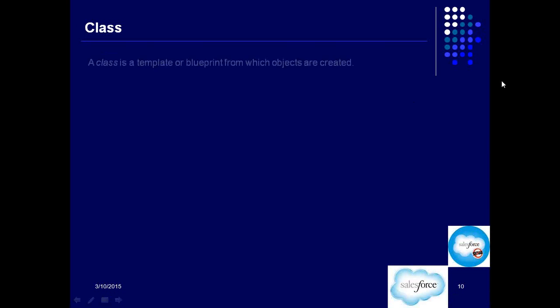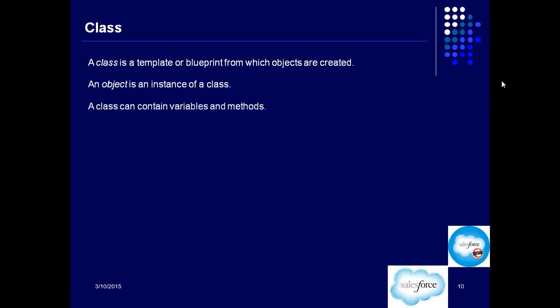Yeah. So what is a class? A class is a template or blueprint from which objects are created. Difficult. An object is an instance of a class. Still difficult. A class can contain variables and methods. Okay. So if you find it difficult to understand the first two lines, just ignore. Read the third line. Easy for you to understand. So I told you, let's go by the basic concept. Let's not get into too much technical explanation of it.